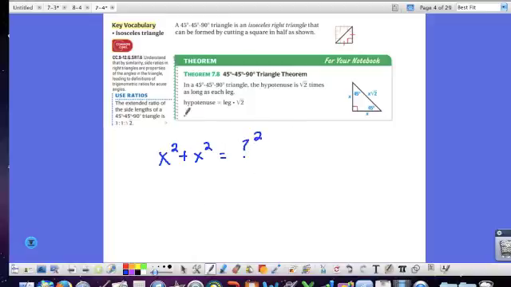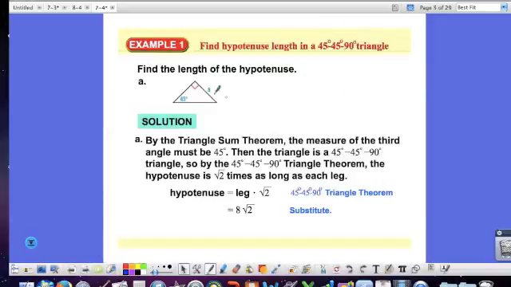So rather than having to go through the whole Pythagorean theorem of a squared plus b squared equals c squared, where a and b in this case are the same measure, you can just know that the hypotenuse is going to be x radical 2. If x is 3, this is 3 radical 2. If the length of the leg here is 4, the hypotenuse is going to be 4 radical 2. And we can use this, as I said, in some examples.